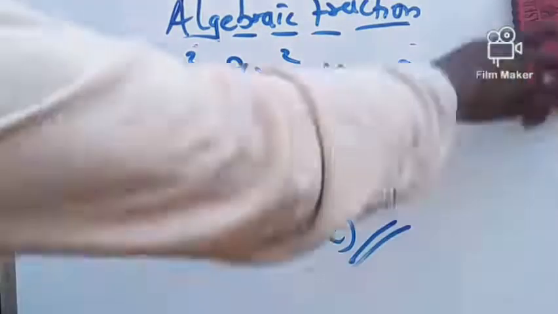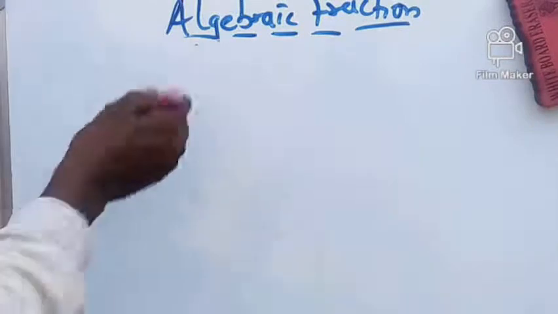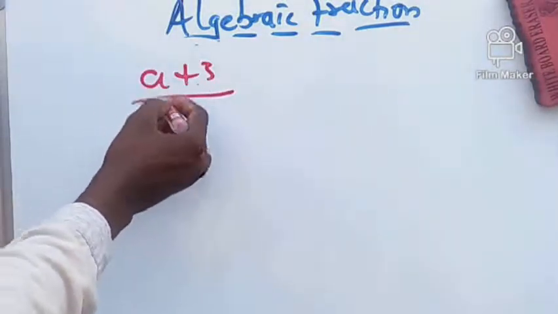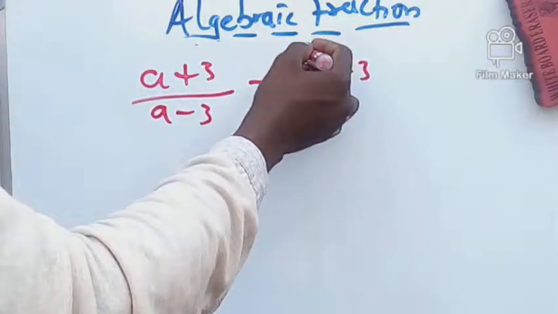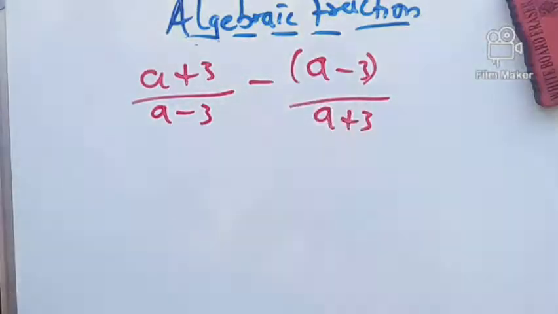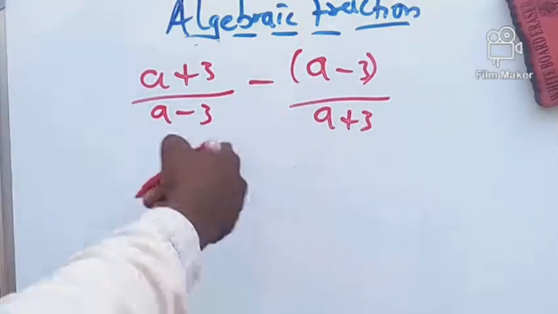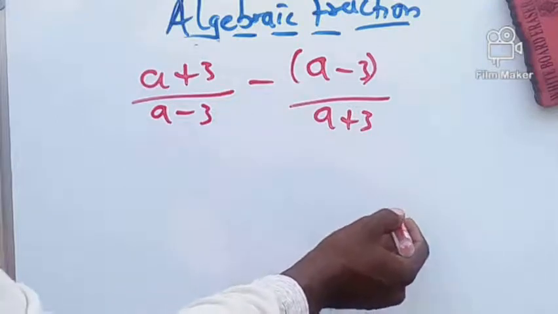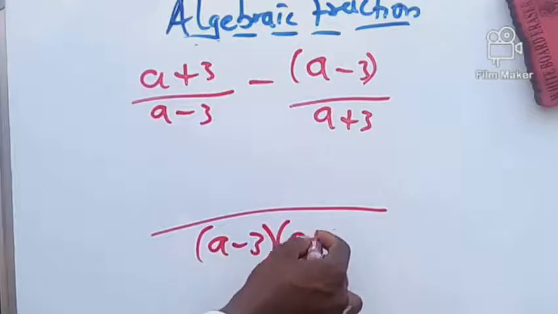Okay, let's take another example. Feel free to pause the video and try this problem out yourself. So let's say we have a plus 3 divided by a minus 3, minus a minus 3 divided by a plus 3. Question says simplify. To simplify this operation, notice that these denominators are different. So the LCM is just their multiples. So you simply write here the multiples, which is a minus 3 multiplied by a plus 3.